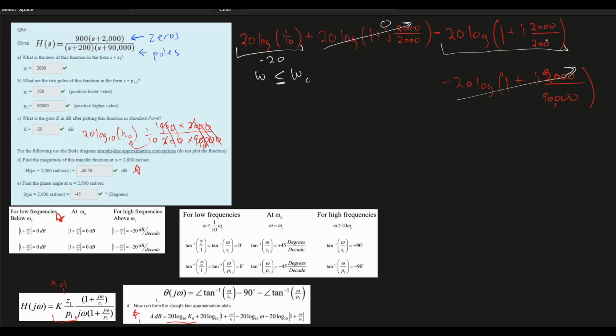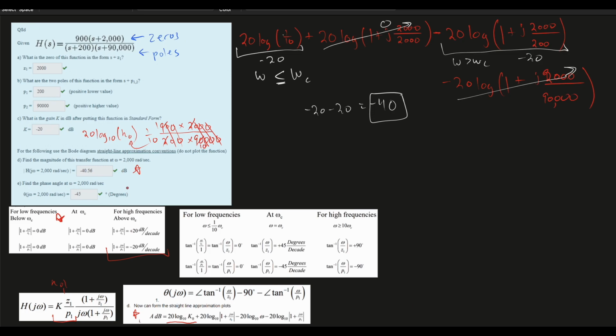Now, for this one, we can see that our omega is greater than our corner frequency, so we're going to look at this last section down here. Since it's the pole, it's going to be the negative 20, and so we will have a negative 20 here. That means when we add what we have left, negative 20 minus 20 gives us a negative 40. So the answer for D should be approximately negative 40, or something around that.